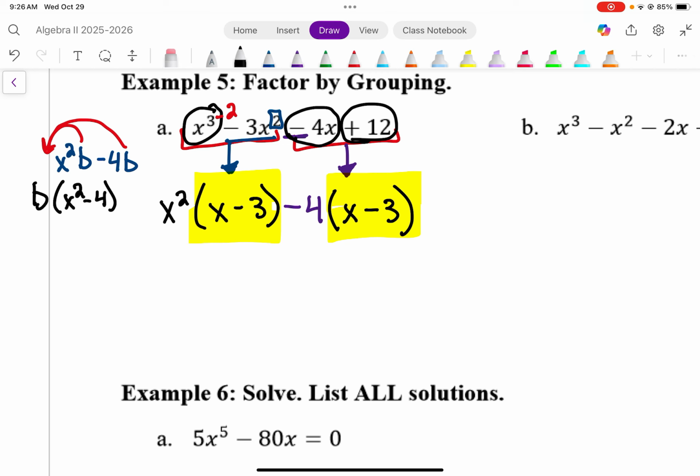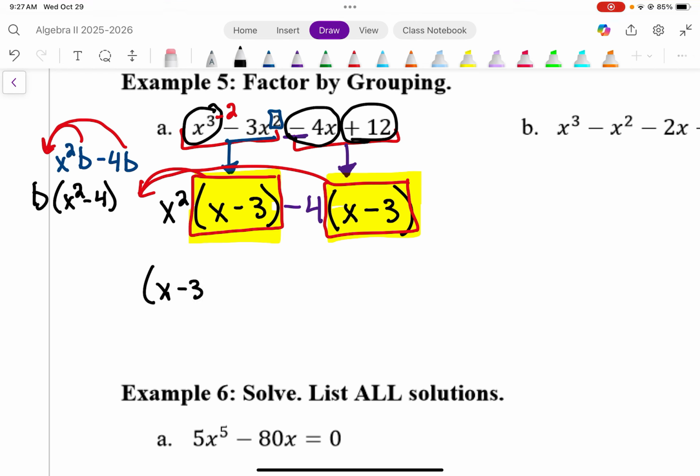We're doing the same thing, except now our greatest common factor is x minus 3. And we're factoring that out from both of these. So that would give us an x minus 3. And then the remaining parts are what we would be left with in the parentheses, or in other words, the x squared minus 4.